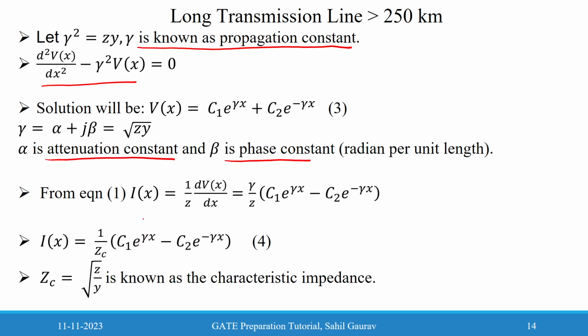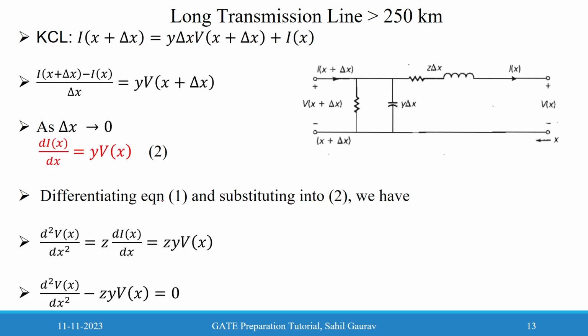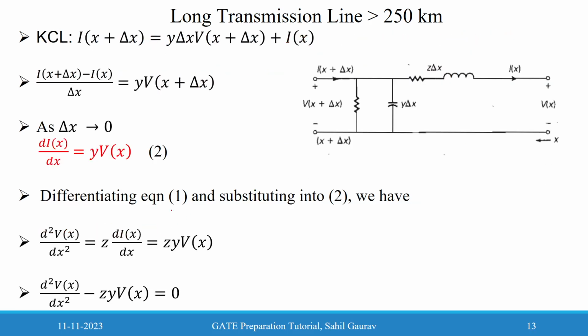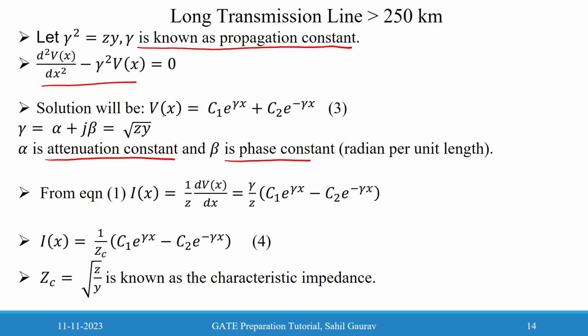So again we are going to the first expression. In the first expression we have seen that dVx divided by dx equals Zix. So we are going to substitute the Vx term in the first one.